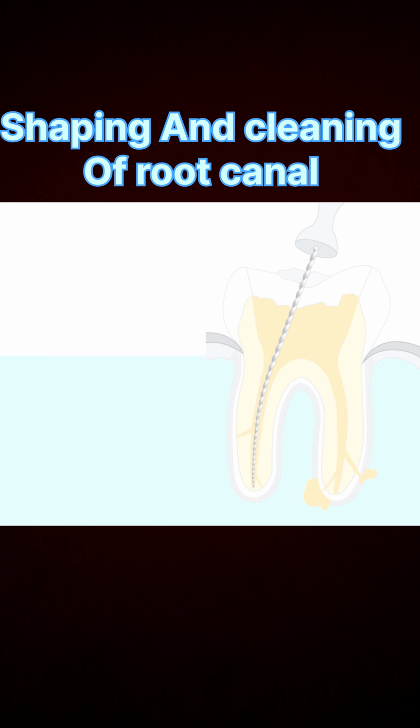What is shaping and cleaning of the root canal? It consists of removing the pulp tissue and debris from the canal and shaping the canal to receive an obturating material.